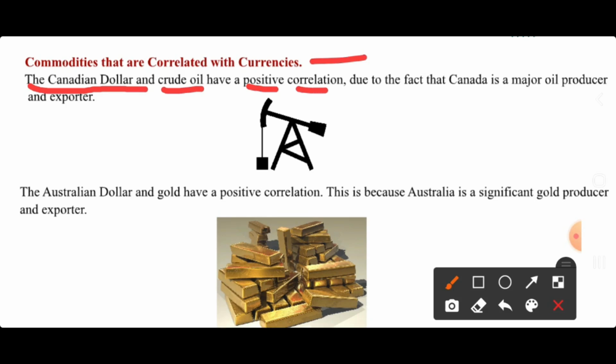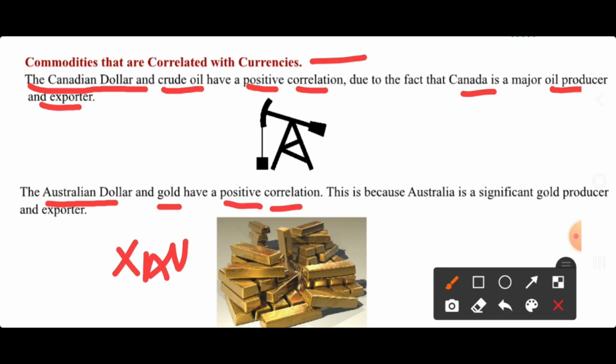Due to the fact that Canada is a major oil producer and exporter, Canada and oil move in the same direction. Also, the Australian dollar and gold, the XAU/ZAR, have a positive correlation. This is because Australia is a significant gold producer and exporter.